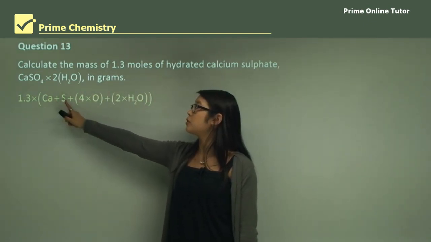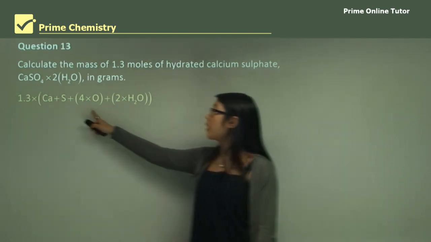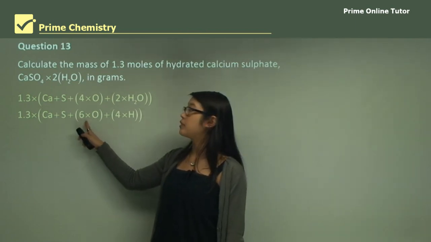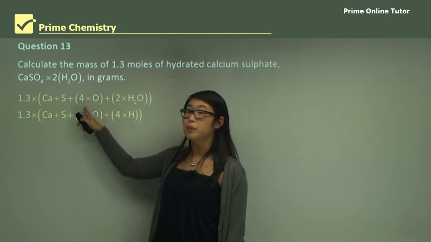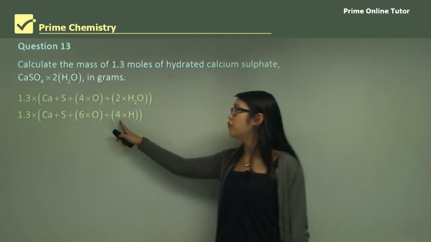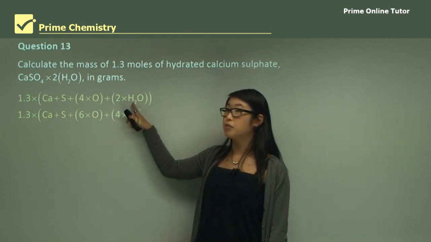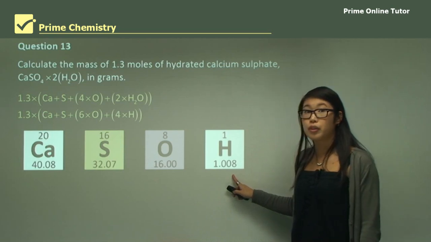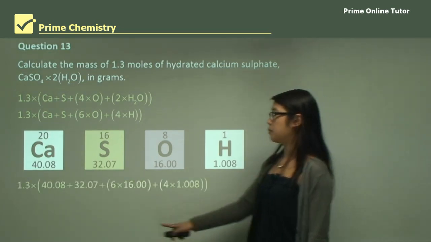So calcium sulfate has 4 oxygens, denoted by O4 here, and 2 sets of water. So when we do this, we have 6 sets of oxygen, because 2 come from the water and 4 come from the SO4, and 4 sets of hydrogen because 2 times 2 is 4. We can then see that these are all the molar weights, so we just put them all in.